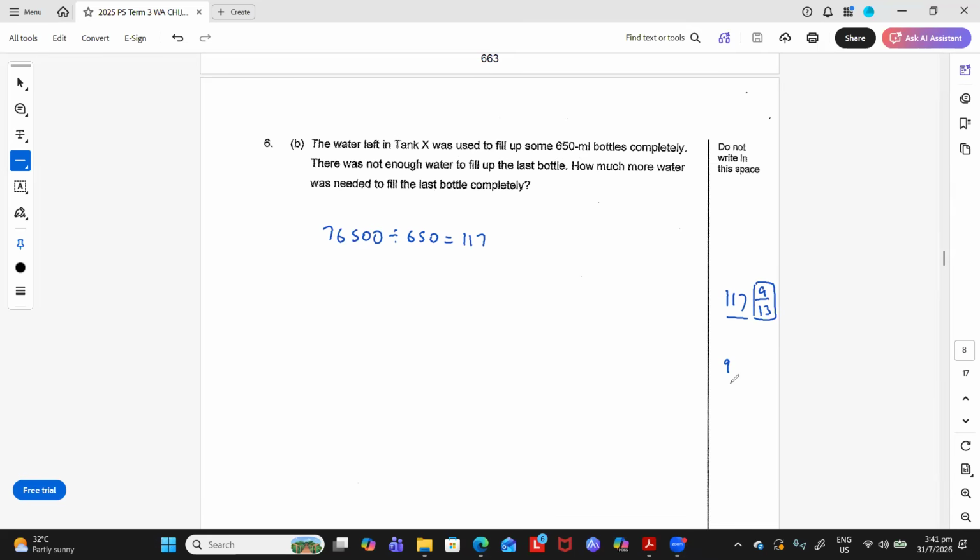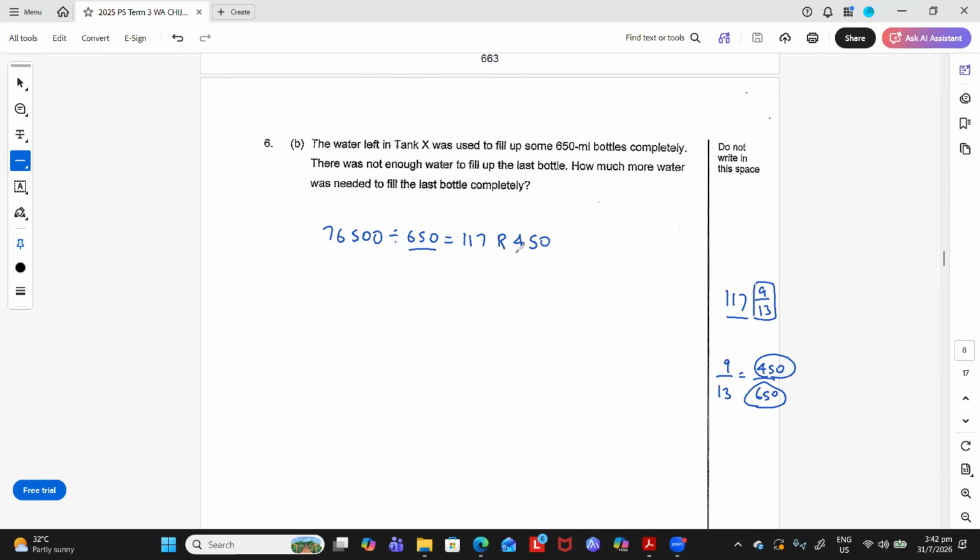Okay, now observe 9 over 13. You divided by 650, right? So make sure you change your denominator to 650. So you times 50, on top you times 50, it'll be 450. So you convert your fraction like this. Make sure your denominator is the number that you divided with here. Okay? So you see your numerator now, 450. That is your remainder.